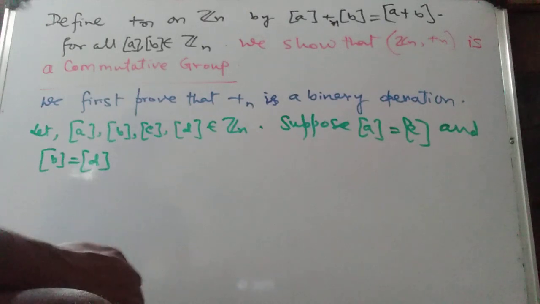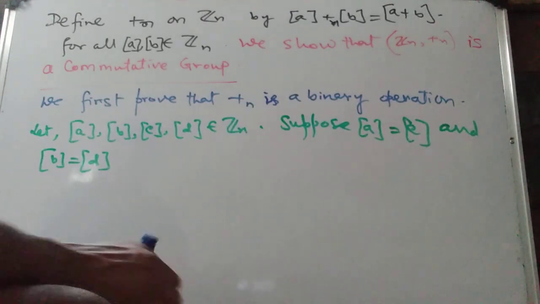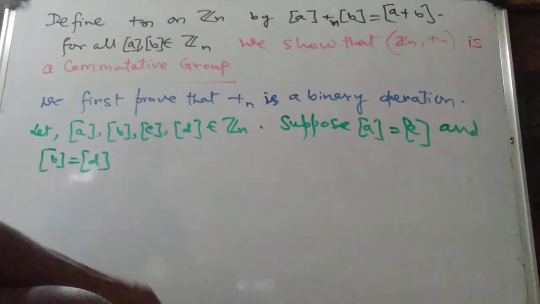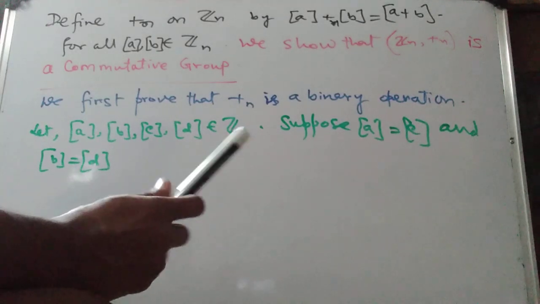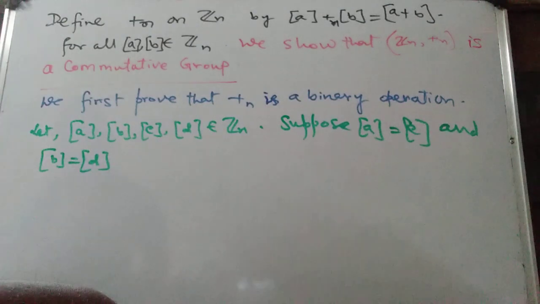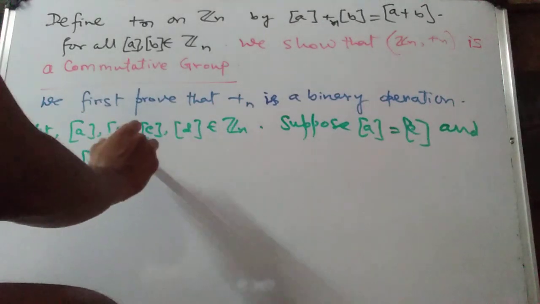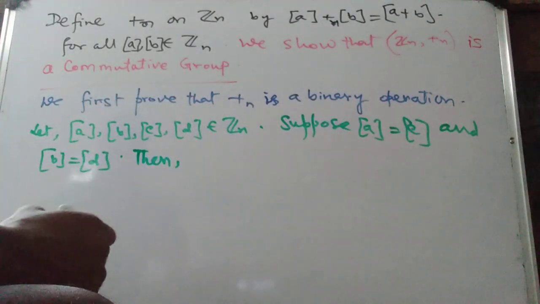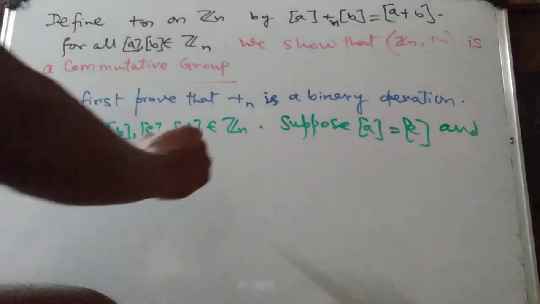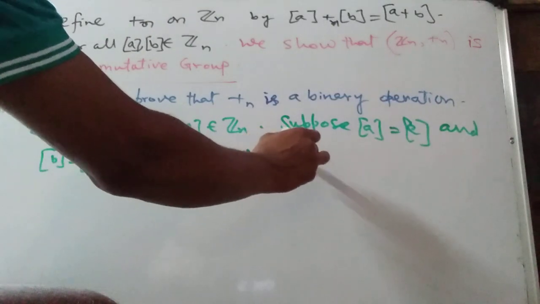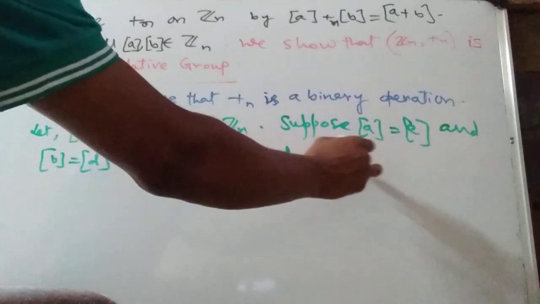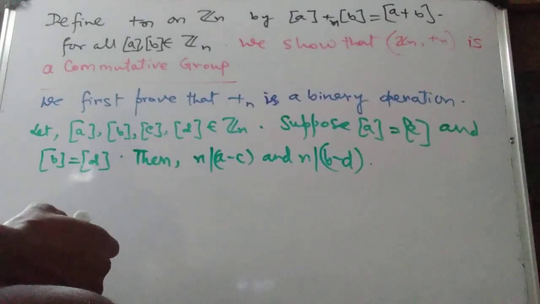Now we discuss how this is proved. First we prove that this is a binary operation. For this, we let class A, B, C, D belong to Zn, and suppose class A equals class C and class B equals class D. Understood? Not a problem at all. Then this implies that n divides A minus C and n divides B minus D. Understood? I think not a problem at all.